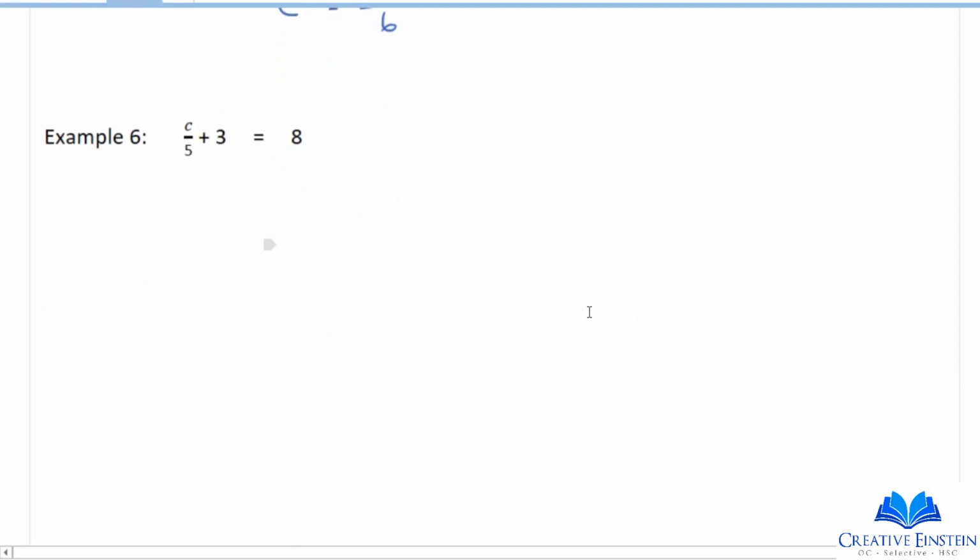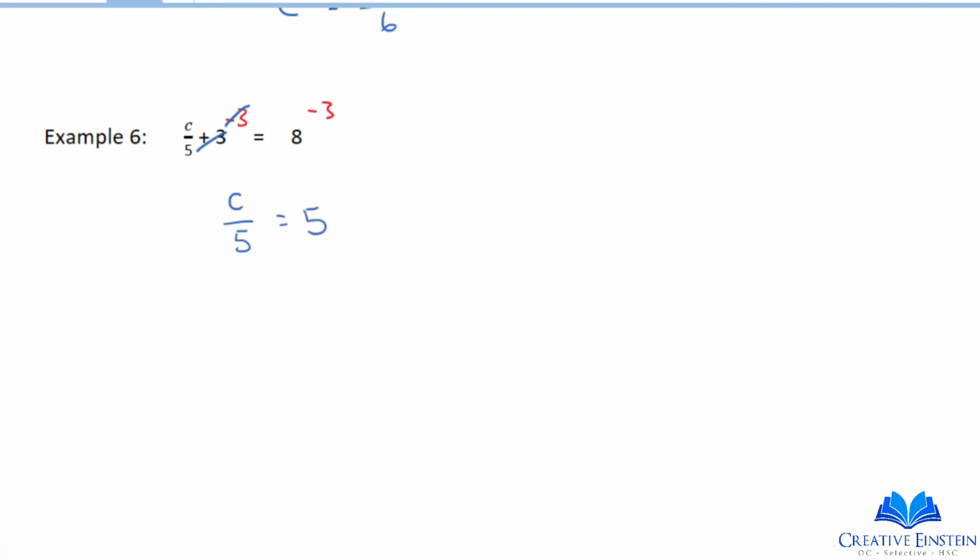Okay, our last example: c over 5 plus 3 equals 8. The last thing we did was plus 3, so we're going to take away 3, take away 3. Plus 3 and take away 3 cancel out. We're left with c over 5 equals 8 take away 3, which is 5. Now remember, we want c by itself, so to cancel out that divided by 5, we have to times 5, and times 5 again. These two cancel out, and I have c equals 25.